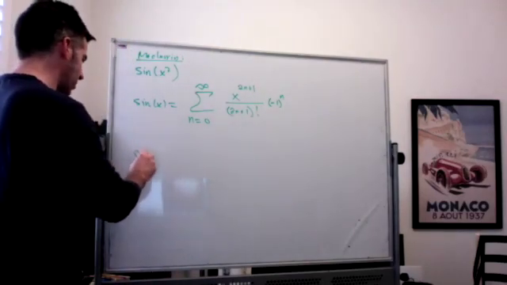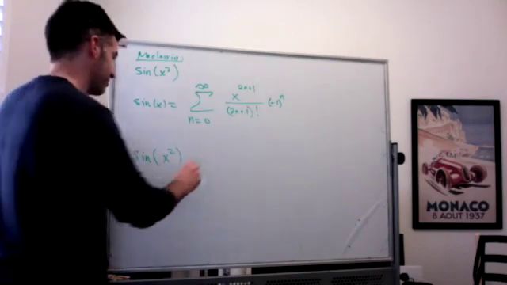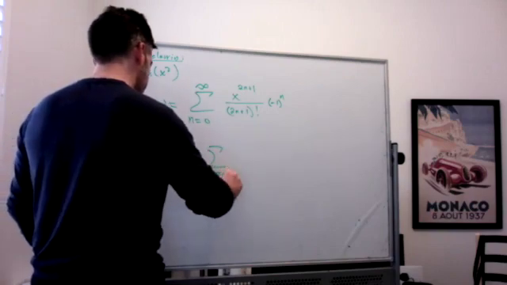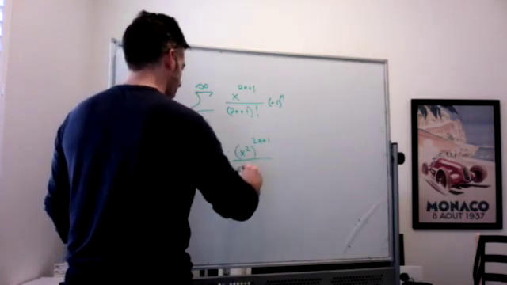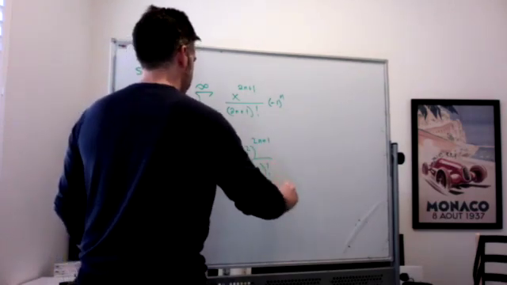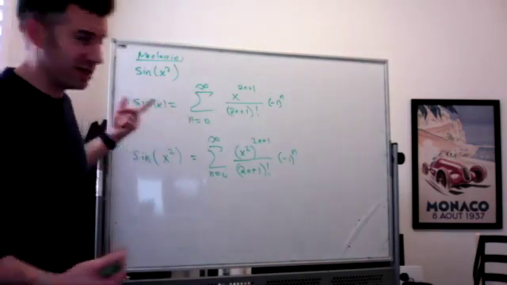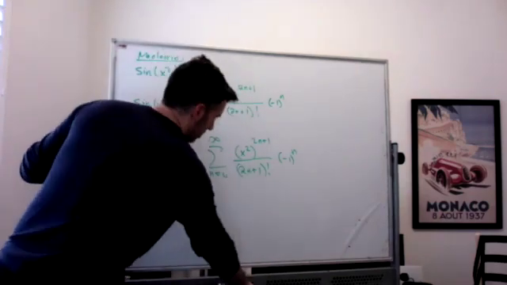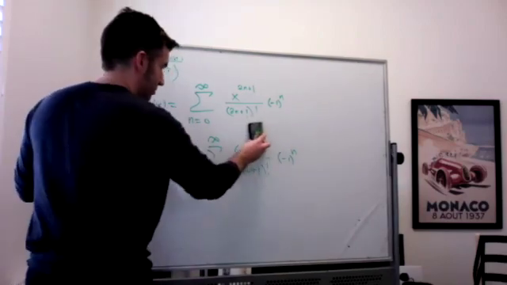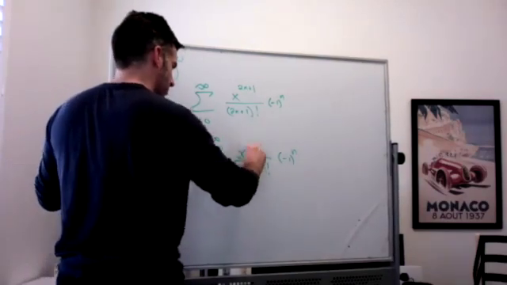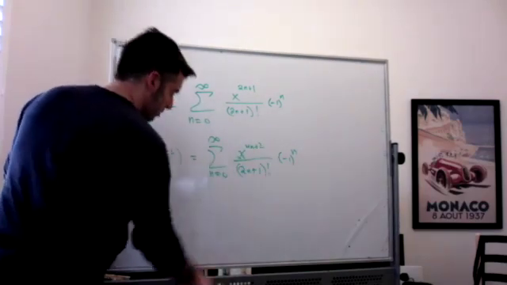Sine of x squared is super not terrible. We just substitute x squared for x. So it's x squared to the 2n plus 1 over 2n plus 1 factorial times -1 to the n. That's literally it. The only other thing you might do with this is say x squared to the 2n plus 1 is x to the 4n plus 2, and start writing out terms.